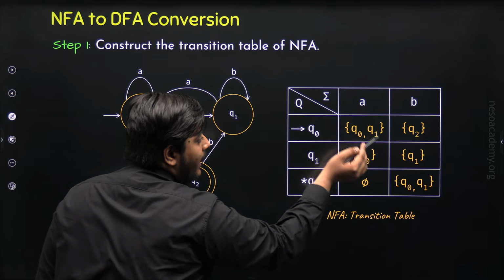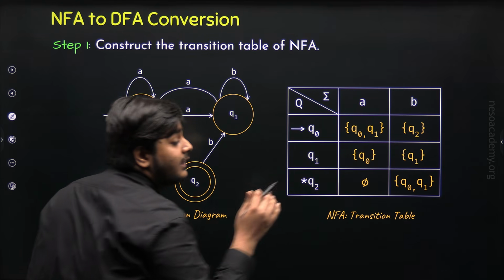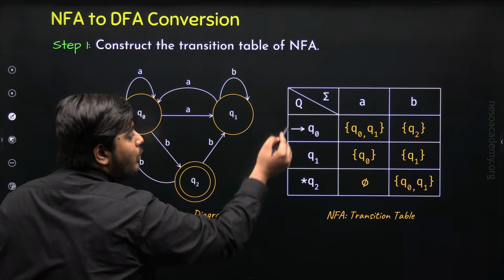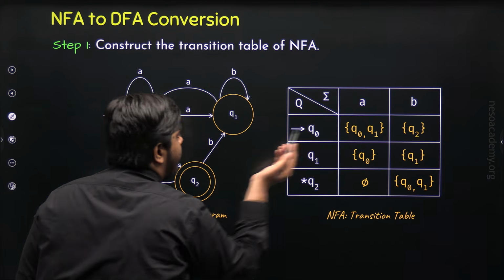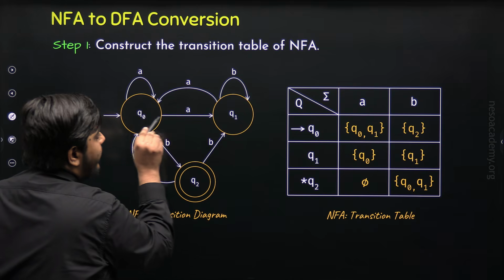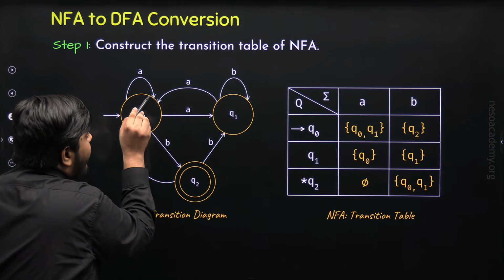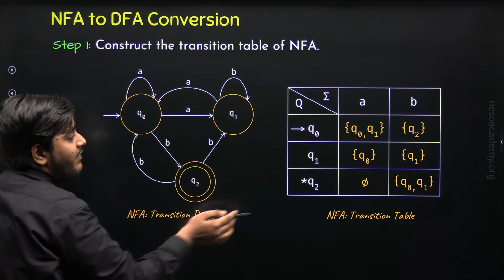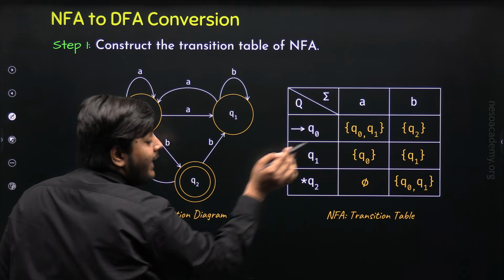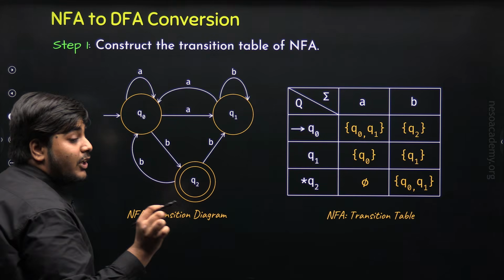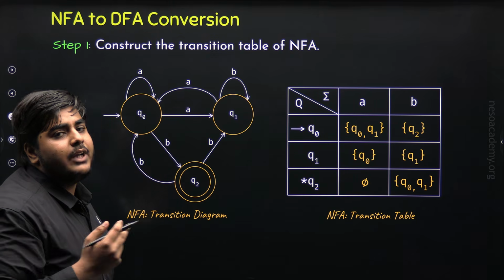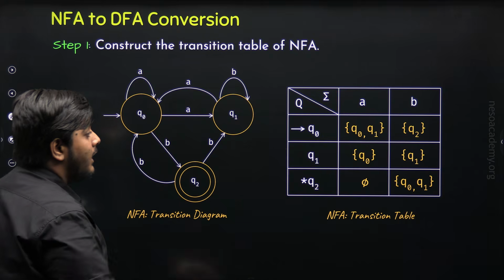A and B. And in these cells, we have filled the next states. So Q0 on getting input symbol A, the next state is Q1 and also the next state is Q0. That is why we have written Q0, Q1 in a comma separated notation, because in NFA, we can have more than one next states possible.